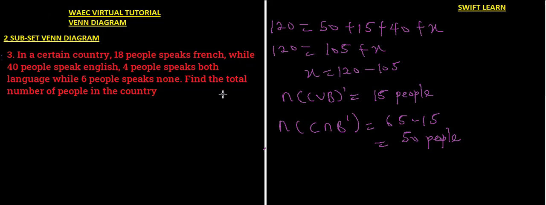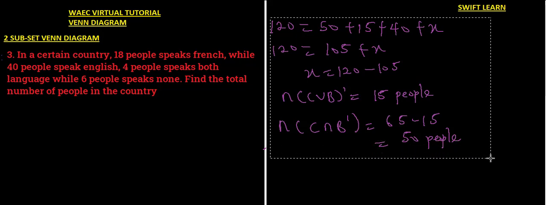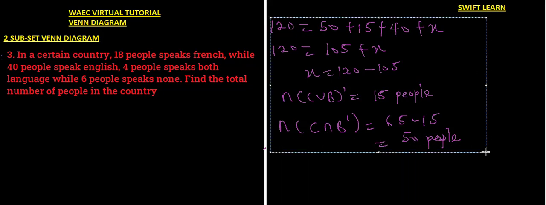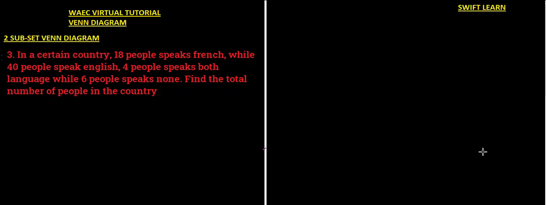In a certain country, 18 people speak French, while 40 people speak English. 4 people speak both languages, while 6 people speak none. So that should be speak none. Find the total number of people in the country. So pause the video, then solve it quickly.